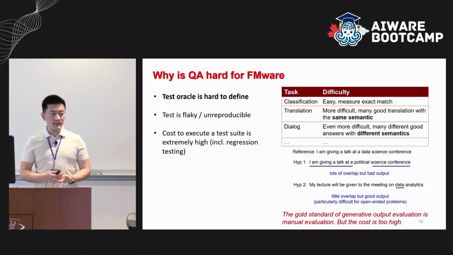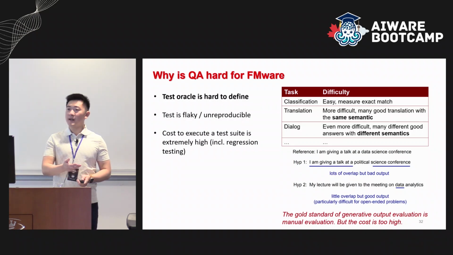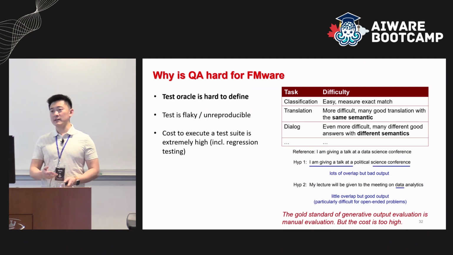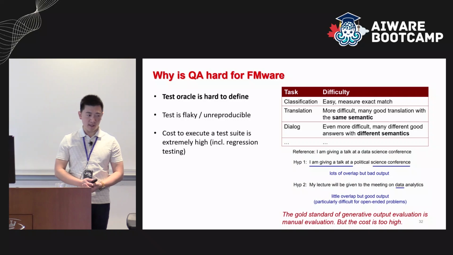What's even worse is that because of the randomness introduced by the generative and autoregressive nature of the model, the test is mostly flaky and unreproducible, meaning that if you run it twice, sometimes you can see completely different results. Right? If it's a flaky or unreproducible test, how do you actually use the test to evaluate quality? That also becomes very challenging.